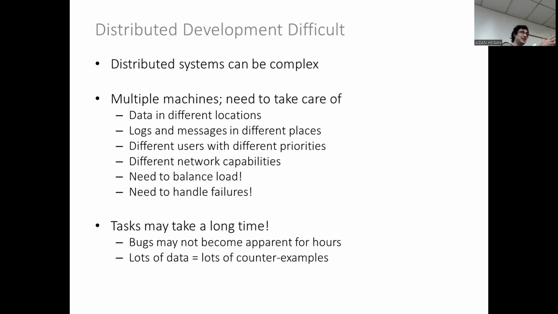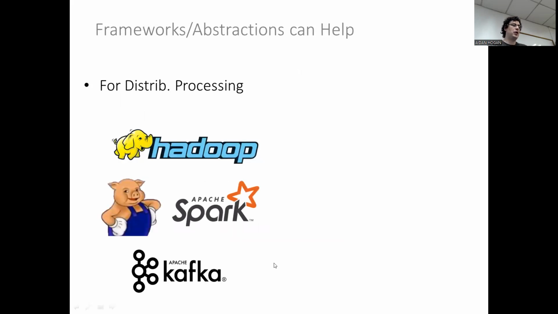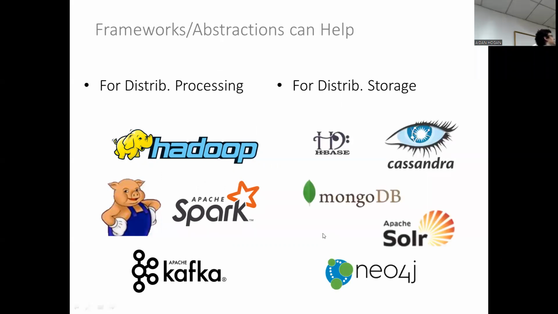There are ways you can test, testing is very important. The good news is that there's a bunch of frameworks and abstractions that can help us, so we don't have to do everything from scratch. We have distributed processing frameworks like Hadoop, Apache Pig, Spark, Kafka, and we have distributed storage, typically NoSQL stores. So we have HBase, a little bit out of fashion, Cassandra more in fashion, MongoDB.